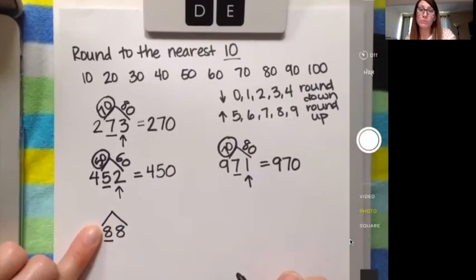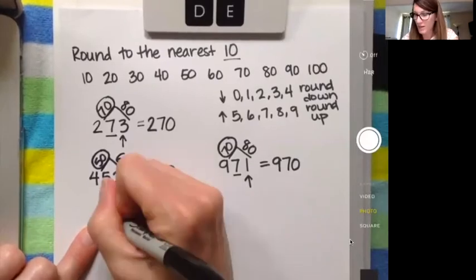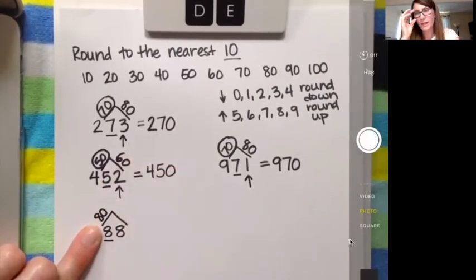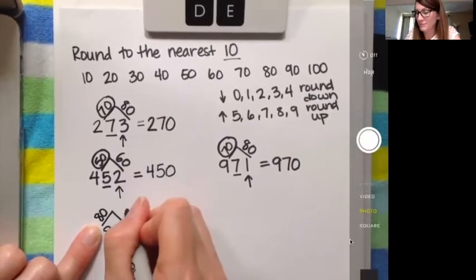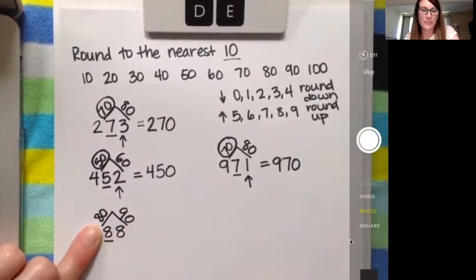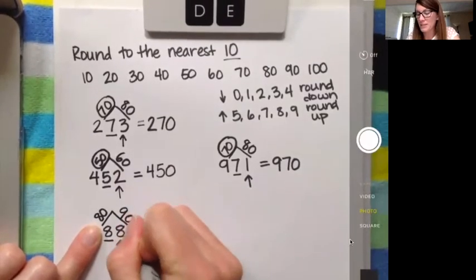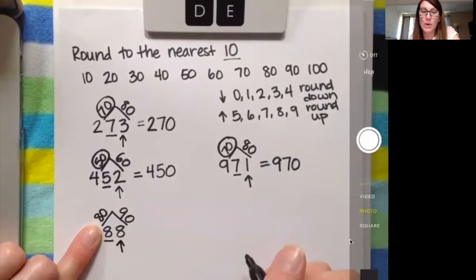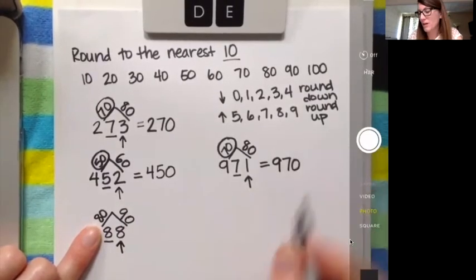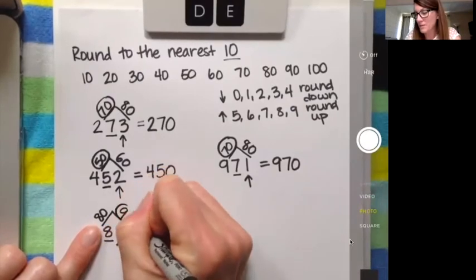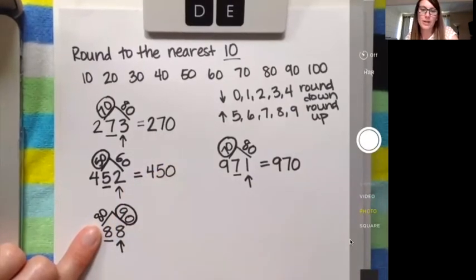I bet some of you are getting really fast at this, aren't you? So what's my 10 that comes before 88? That's right, 80. And then what's the 10 that comes after 80? 90. Okay, let's take a look at the ones place. Does that 8 tell me to go up or down? That's right, that one tells me to round up, so I'm going to circle the bigger number this time. Okay, so I circled the 90.